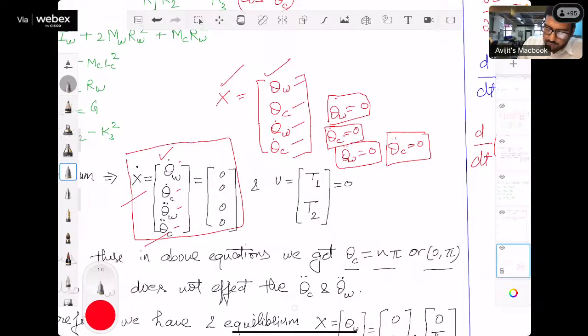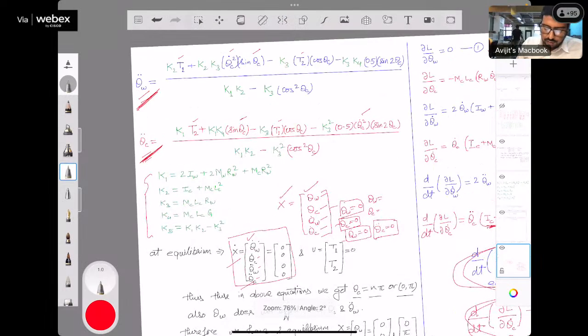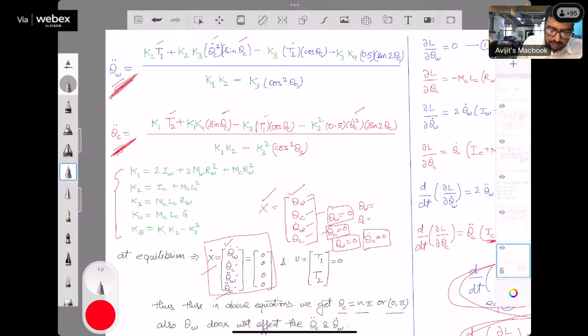But we don't know the values of theta w and theta c at equilibrium. So what we will do is put this condition into the system equations. We will put theta w double dot equal to 0, theta c dot equal to 0, theta c double dot equal to 0, and theta w dot equal to 0.